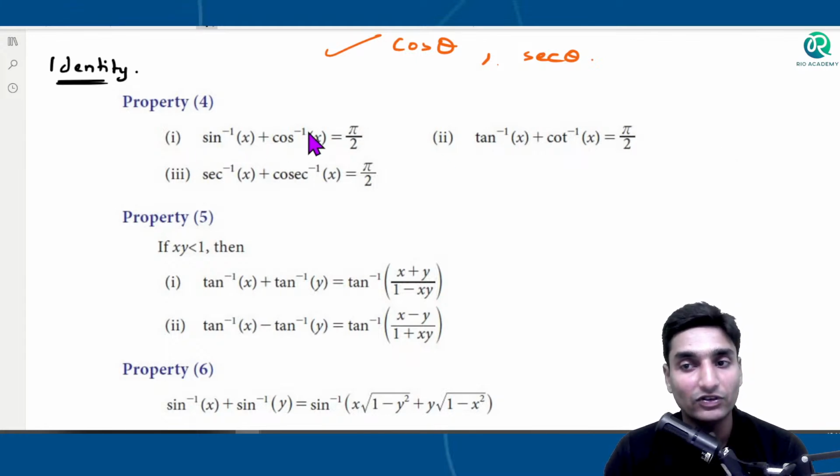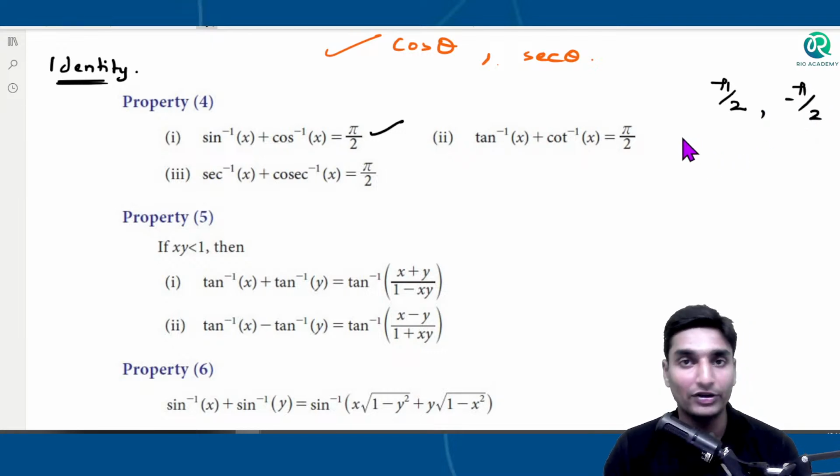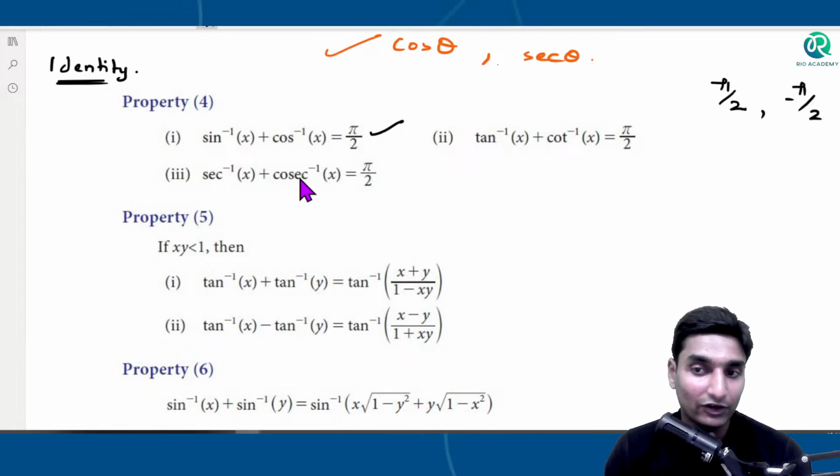sine inverse and cos inverse will be pi upon 2. We are not going to consider 1 here. Okay, the range here, guys, in case of inverse trigonometric functions, the range will be what? It will be the angles. But in case of normal trigonometric functions, the range would have been the values. Alright, so sine inverse and cos inverse, it will be pi upon 2. Secant inverse and cosecant inverse, it will be pi upon 2 in terms of angle. Tan inverse and cot inverse, it will be pi upon 2.